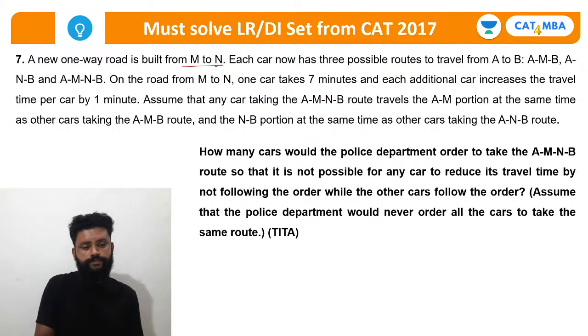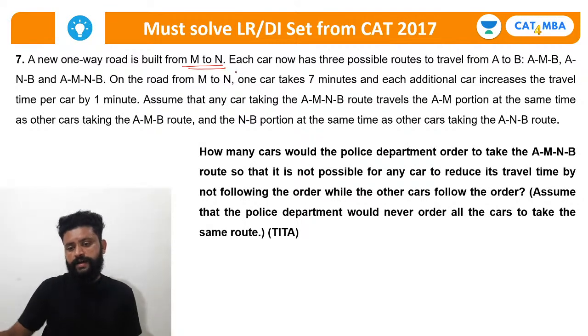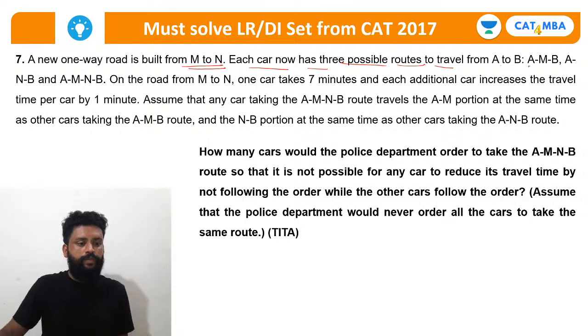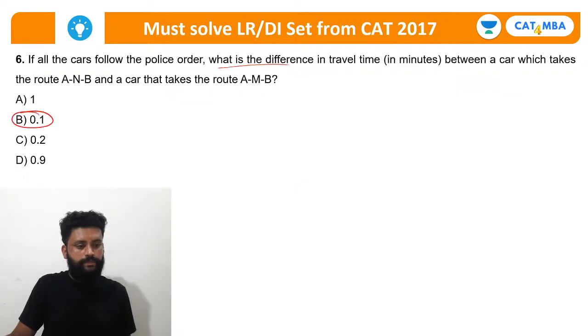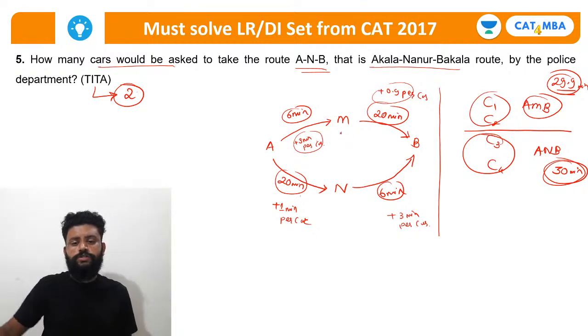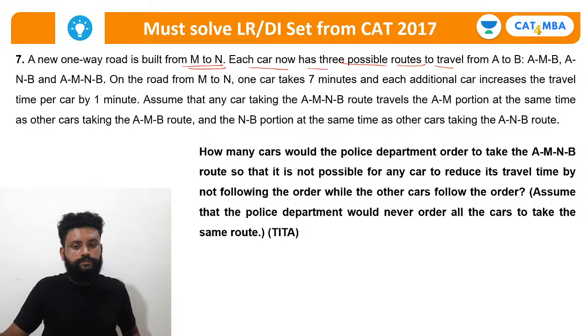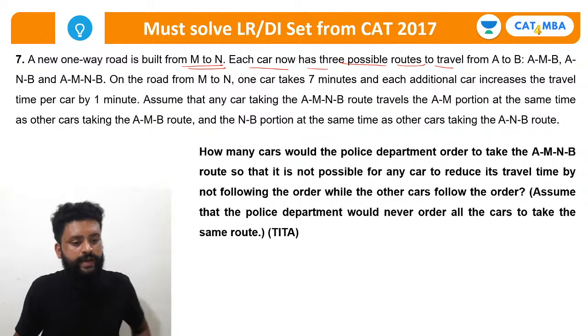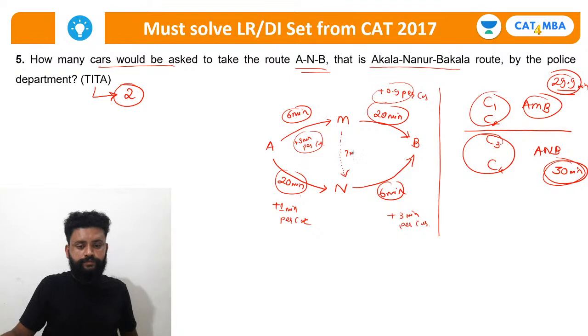Next thing, a new one-way road is built from M to N. Each car now has 3 possible routes from A to M. Okay, एक नया रूट ऐड हुआ है M to N। अगर यहाँ से एक रूट ऐड हुआ M to N, M to N, one car takes 7 minutes and additional car 1 minute per minute, तो यहाँ पे 7 मिनट लगते हैं प्लस 1 per car.